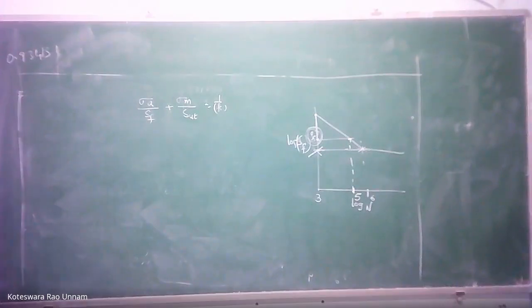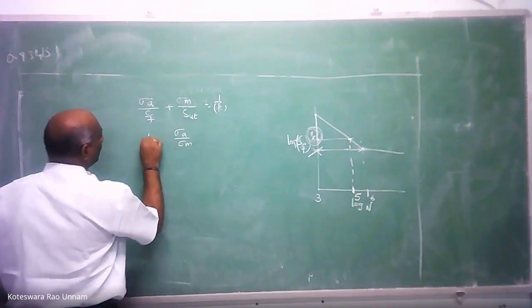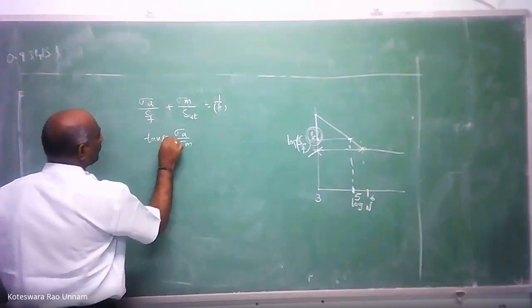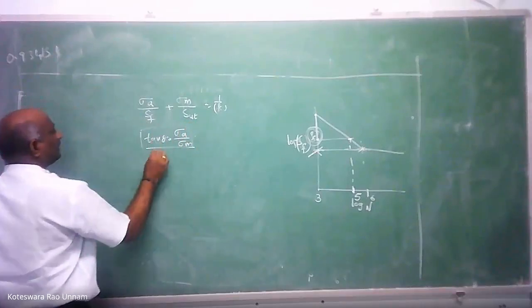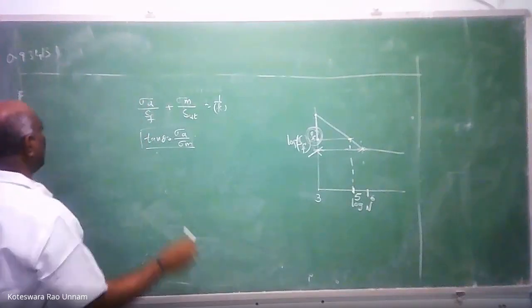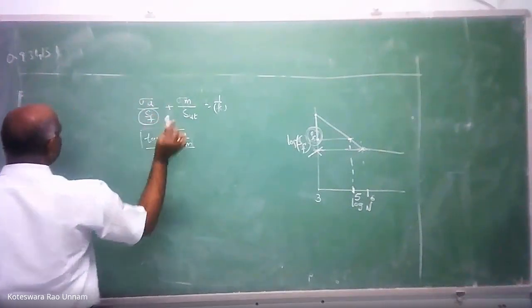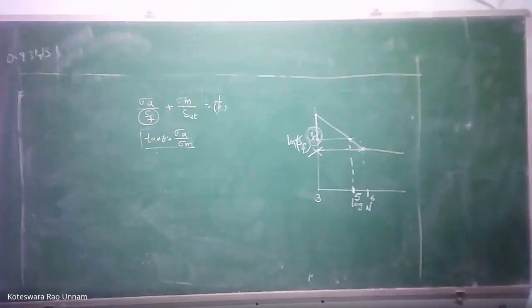And the other equation is sigma A by sigma M is equal to tan theta. That is the load ratio. So from these two you will get the relation. This is one relation you are going to get, and this is another equation. The only thing you need to remember here is that instead of SE you need to use SF. That is the important point you need to remember.